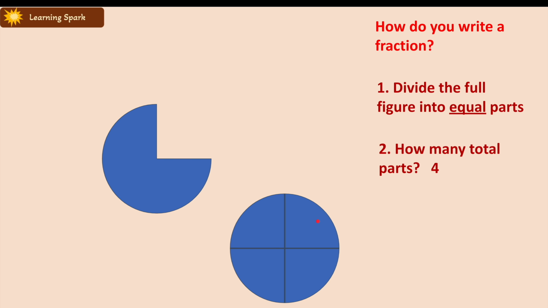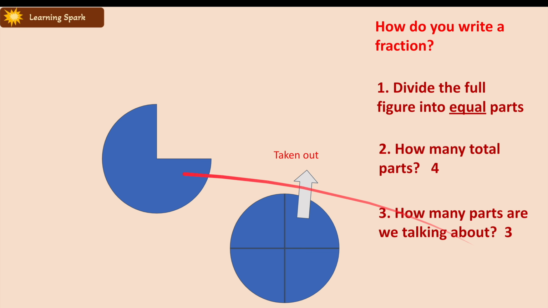Now, how many total parts are there? 4 parts, right? Now take out one part and you get this shape. In this shape, only this particular piece is missing. The one piece is missing, the rest of the 3 pieces are there, right? So you take one out and you get this shape. If we talk about this shape, how many parts are we talking about? We are talking about 1, 2, 3 pieces. So total pieces are 4, and we are talking about 3 pieces.